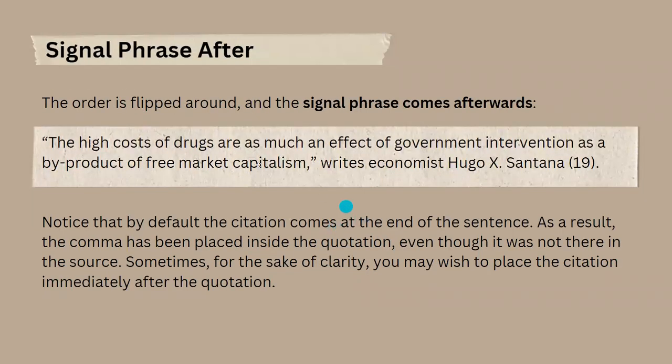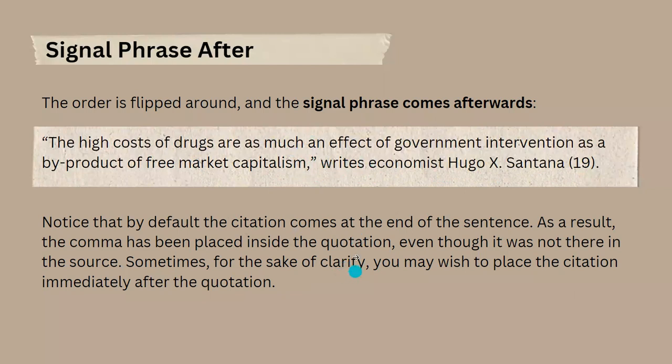You may wish to introduce the signal phrase after the citation, which is also acceptable in the MLA style. This is often used for the sake of clarity and wording and how your writing is formatted. So for example, "The high cost of drugs is as much an effect of government intervention as a byproduct of free market capitalism," writes economist Hugo X. Santana. Notice that by default, the citation comes at the end of the sentence. As a result, the comma has been placed inside the quotation, even though it was not there in the source.